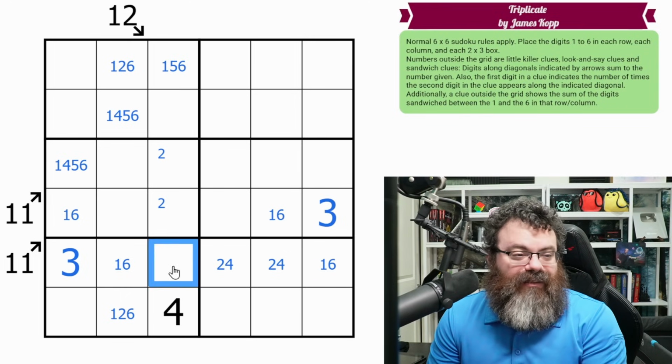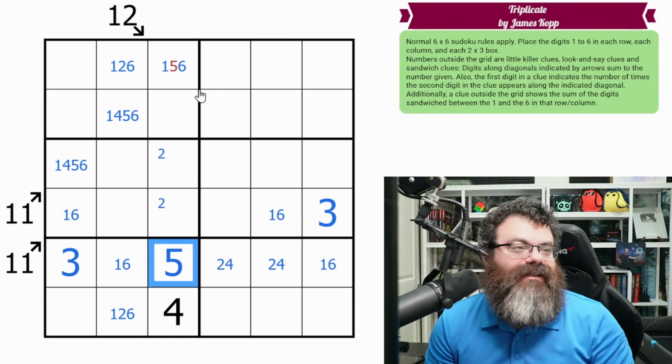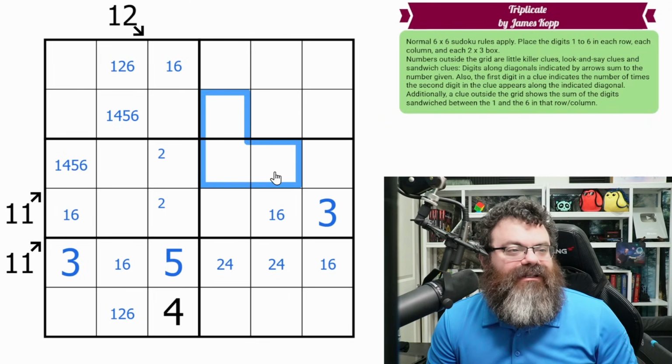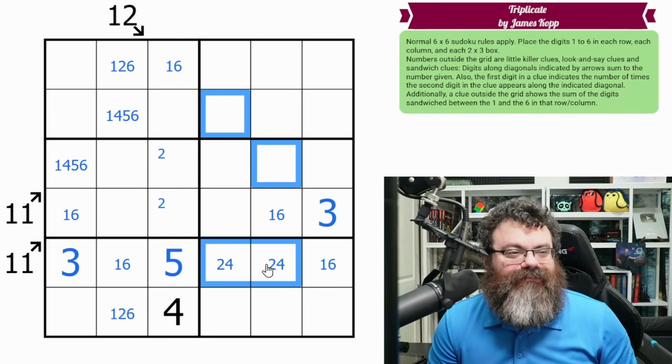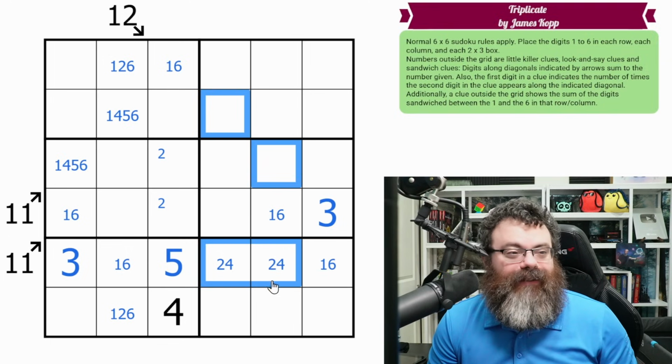So this is known. This is a 5. And 2, 4, 5 does add to 11. Just a sanity check there. This is not a 5. We still need a 2 in one of these two. It's like a weird X-wing. Right, we know 2's in one of these two, and we know 2's in one of these two. That's all the 2's for those two columns.